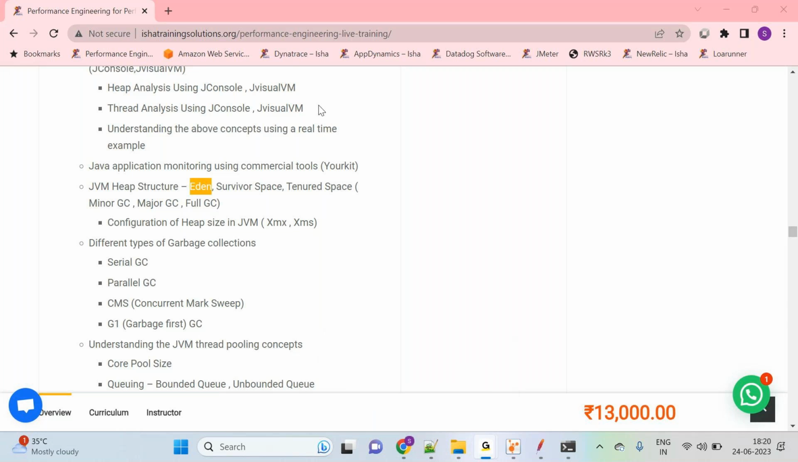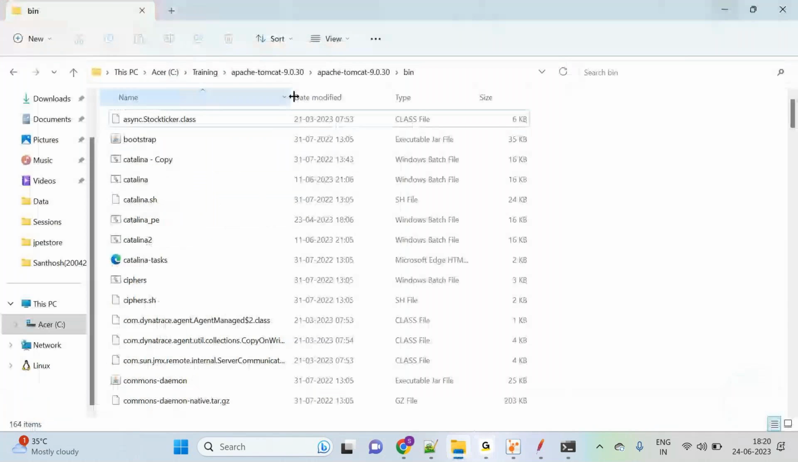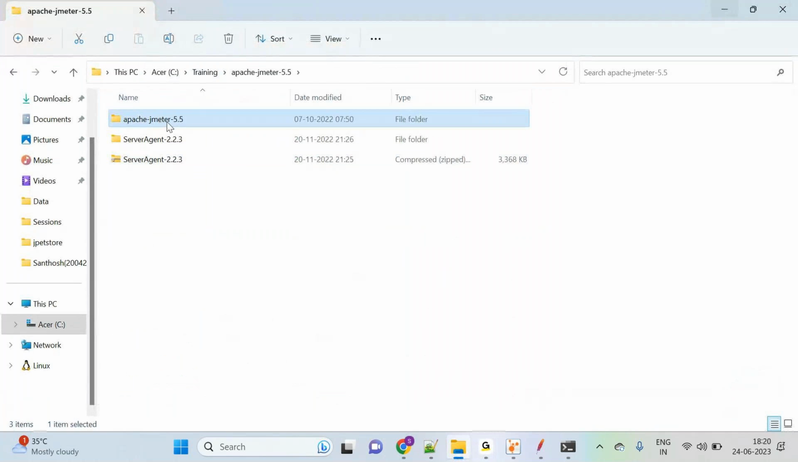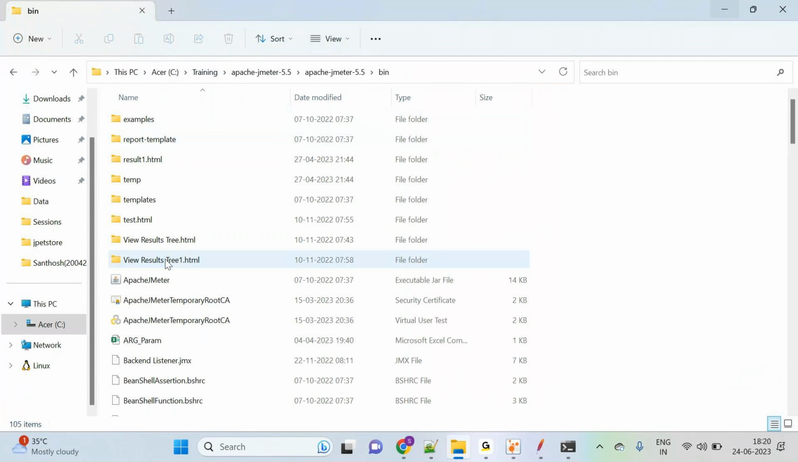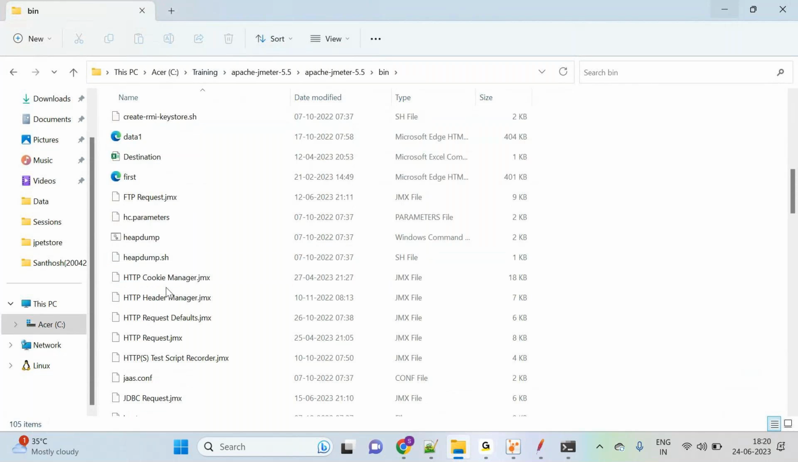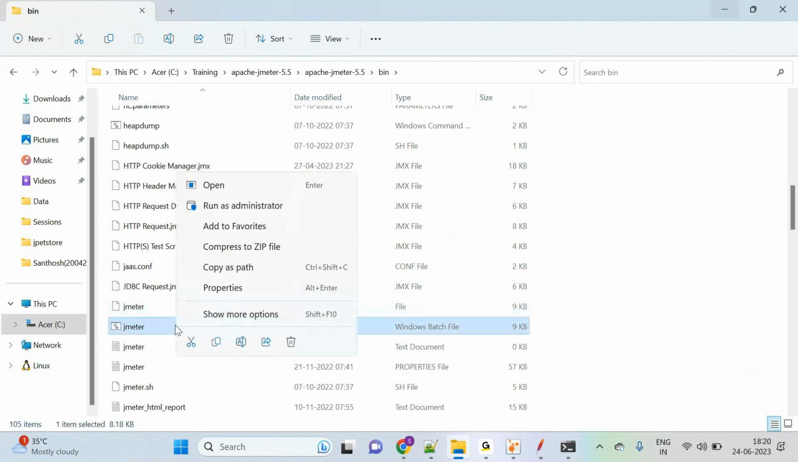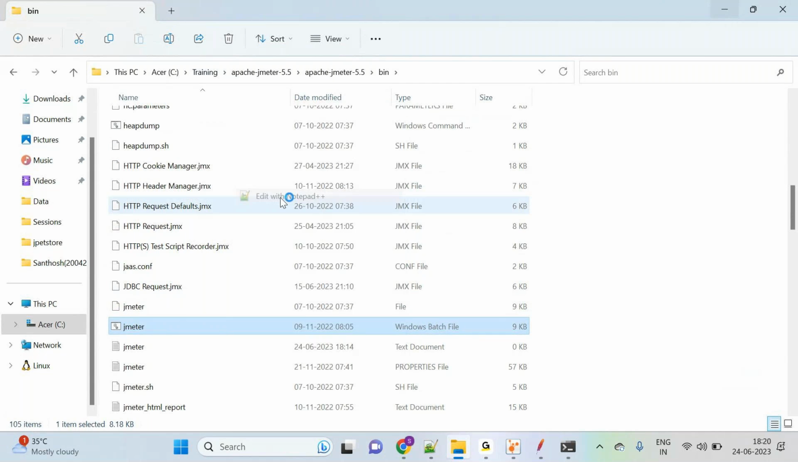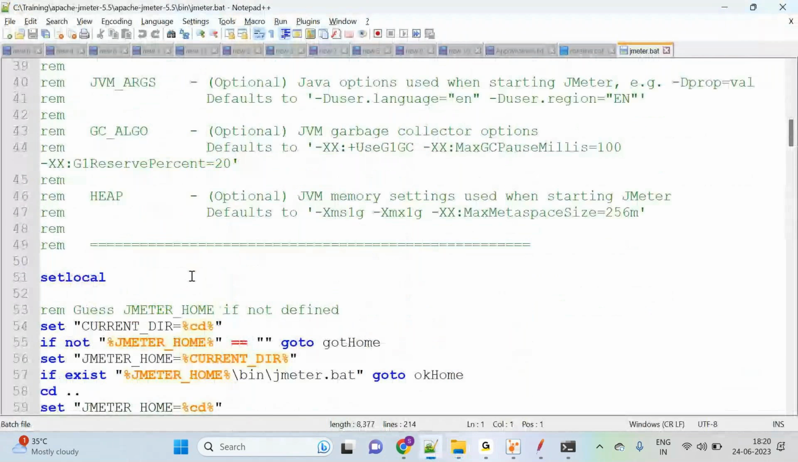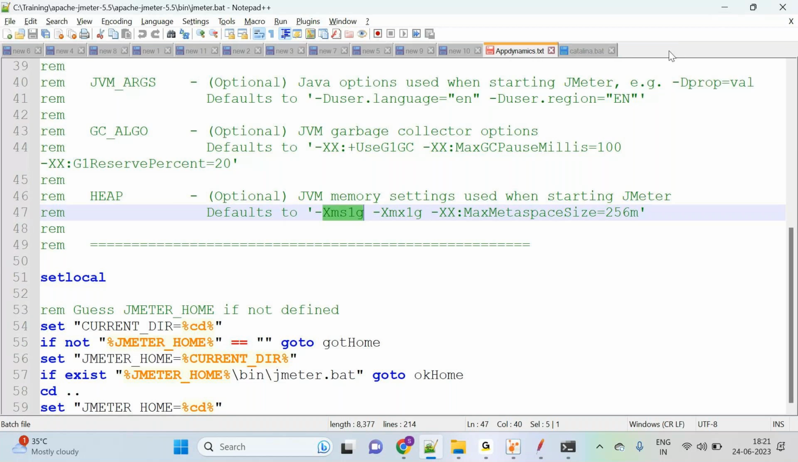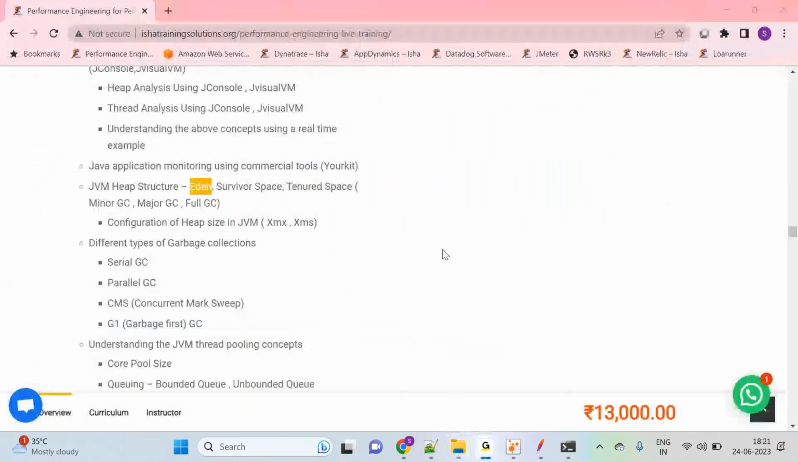I'll quickly show you. In your JMeter, go to your bin folder, go to the jmeter.bat file. This is a Windows batch file, right? So right click, open it in Notepad++. This is the argument, guys. -Xms is the min value, -Xmx is the max value. By default, JMeter has 1 GB of memory, but you can increase your heap memory so that you can increase your number of users on a single machine.